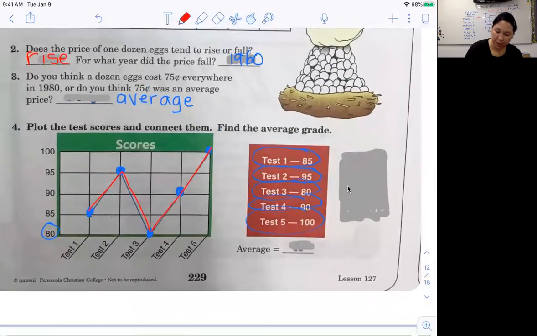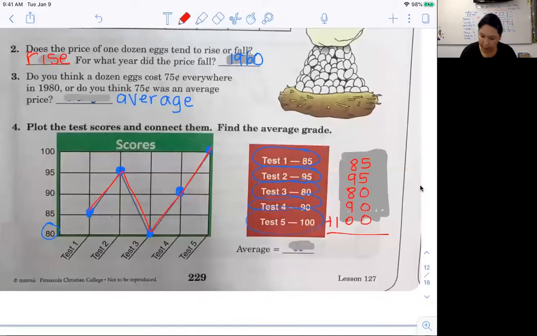And we're going to find our average. So remember, how do we find an average? That's right, we need to add up the scores. So let's add them up. 85, 95, 80, 90, 100. Go ahead and add them all up with me.